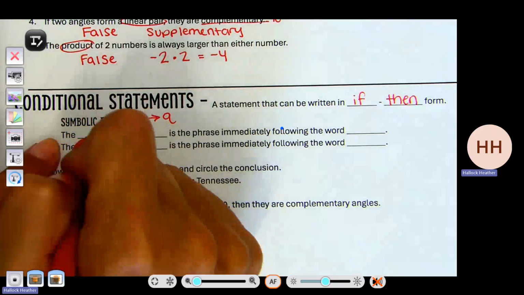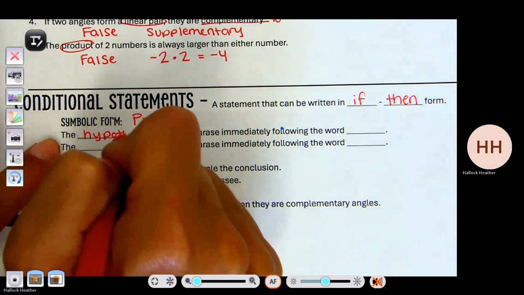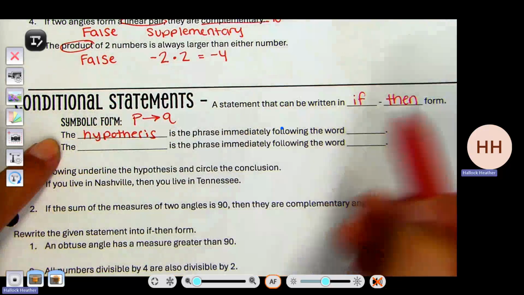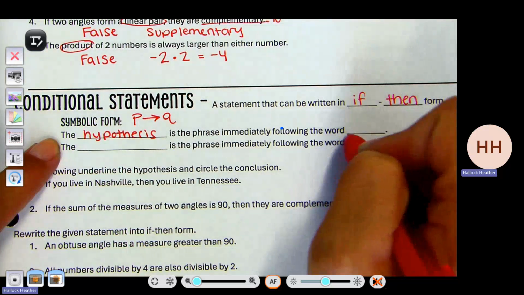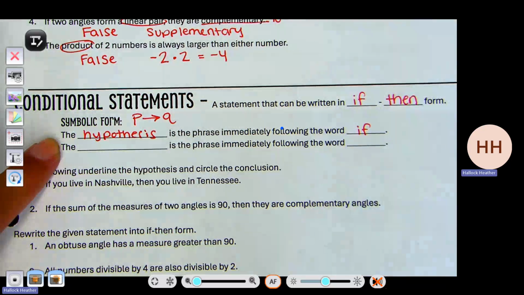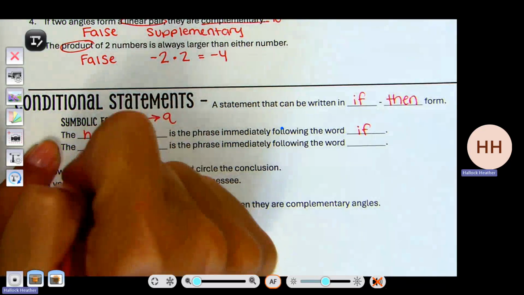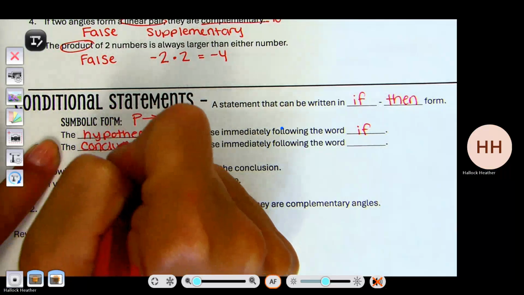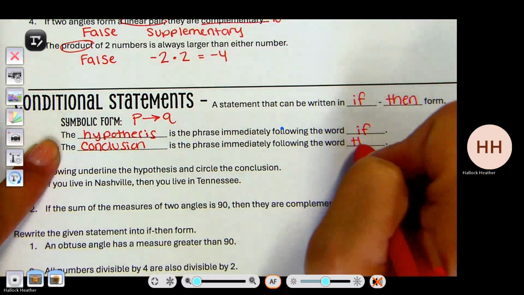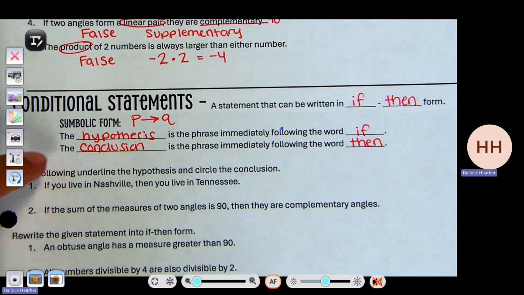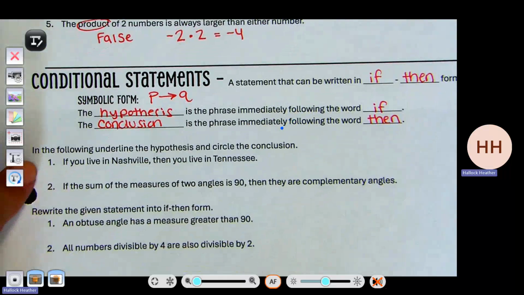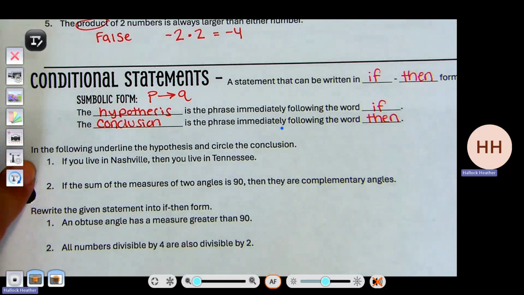So the hypothesis is the phrase immediately following the word if. So if the hurricane comes is the hypothesis, and the conclusion is then school is canceled. So if is the hypothesis, and then is the conclusion. Okay, so in the following, underline the hypothesis and circle the conclusion.